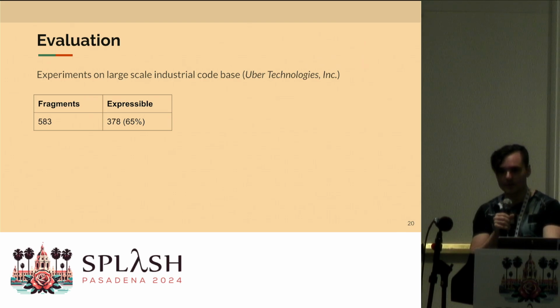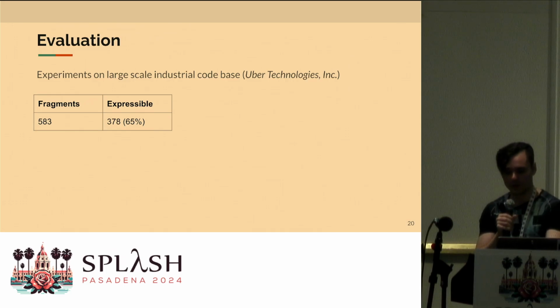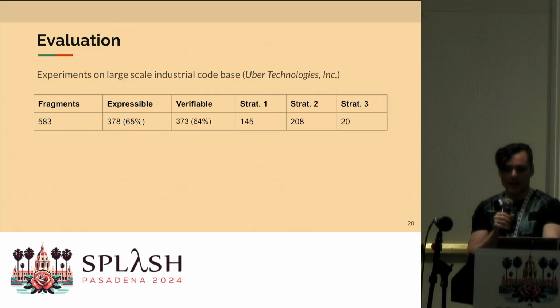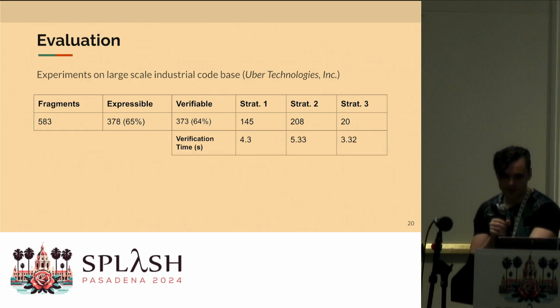And in the process, we found 583 parametric concurrency fragments, 378 of which were expressible in the Virgo language. And it turns out that in most cases, if a program is expressible in Virgo, it is also verifiable by one of the three strategies we suggested. And it is so in a reasonable amount of time.